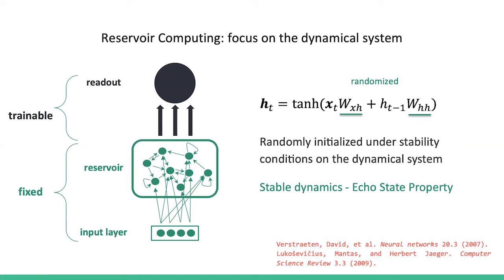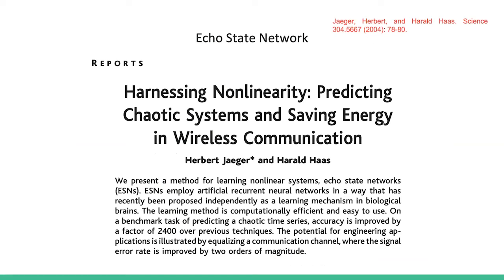So focus on the dynamical system and decouple the treatment of the recurrent layer from that of the output layer. The recurrent layer is a dynamical system and is studied as such. The approach has been proposed under several names and by different groups, more or less in the same time frame, at the beginning of the 2000s, so 2001, 2002, from different perspectives. I think this is really cool: the same idea being disseminated independently, originating from different points of view. One of the most famous ones is the echo state network.